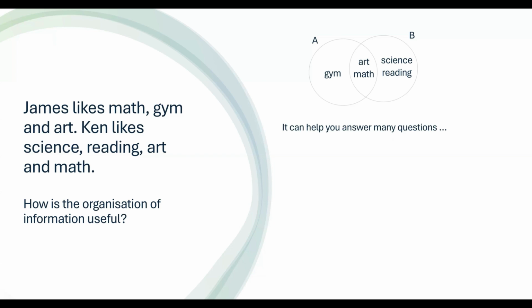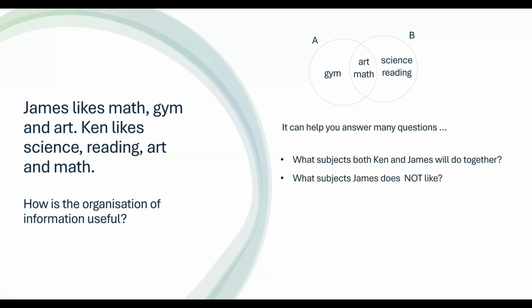Well, it can help you to answer many questions. Now, let's explore it. The first question is, what subjects will both Ken and James do together? Well, the diagram shows you very clearly. They will do art and math together. What subject does James not like? Well, James likes math, gym, and art. Science and reading are not part of set A. So the answer is that James doesn't like science and reading.